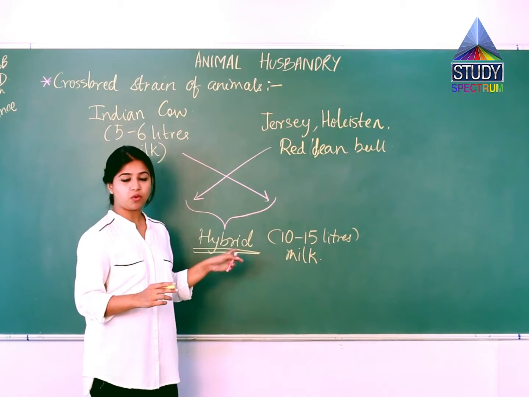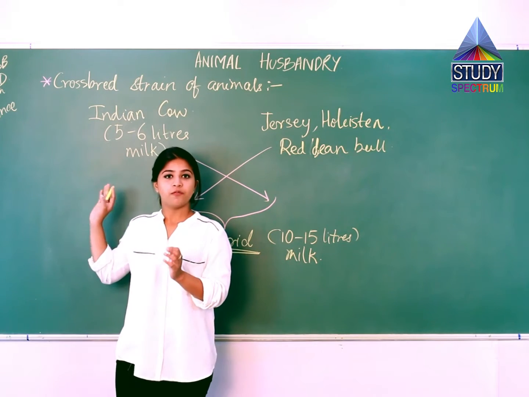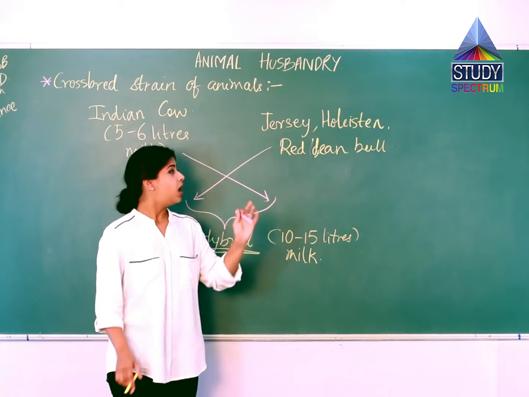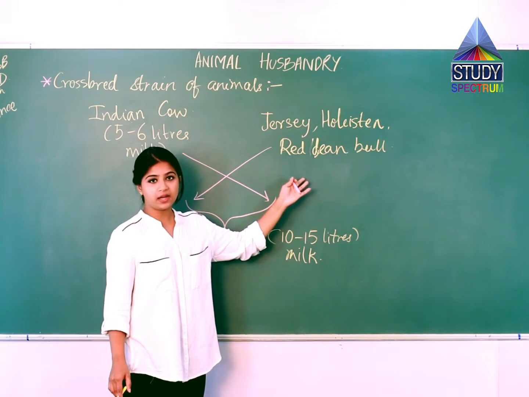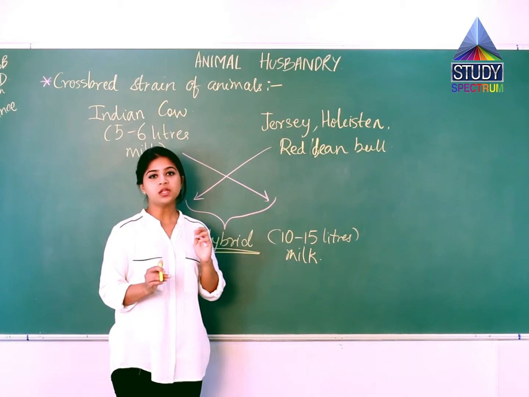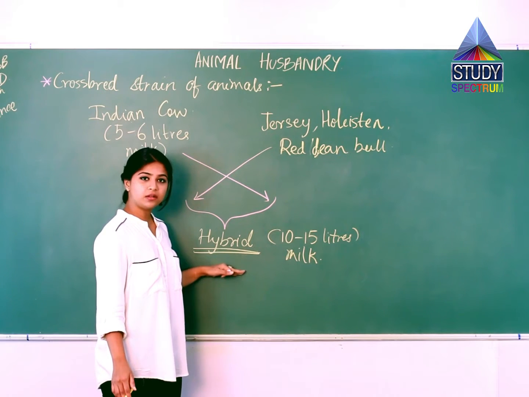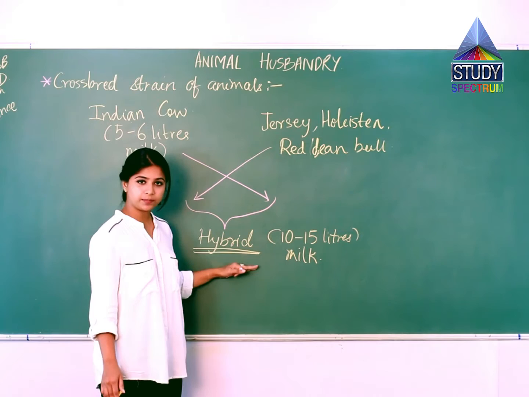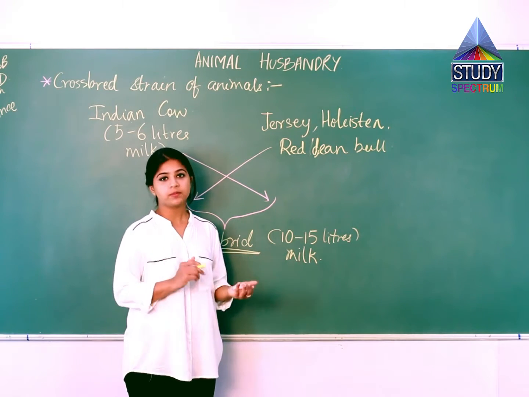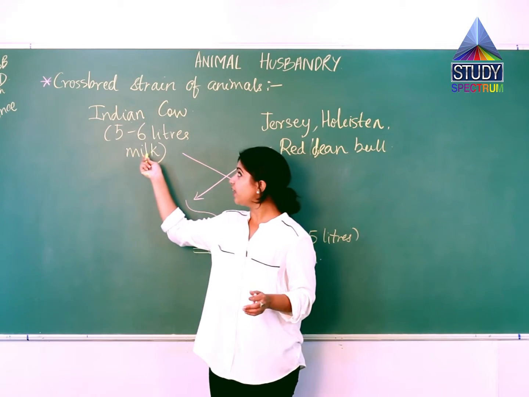So what happened in crossbreeding was that one animal from the Indian cow species was taken, just one cow. And from the Jersey, Holstein or the Red Dane bull, another animal was taken. And these two were mated. After mating, the outcome was the hybrid. And this hybrid had a capacity of giving around 10 to 15 liters of milk, which was way more than the amount of milk we were originally getting, that was 5 to 6 liters.